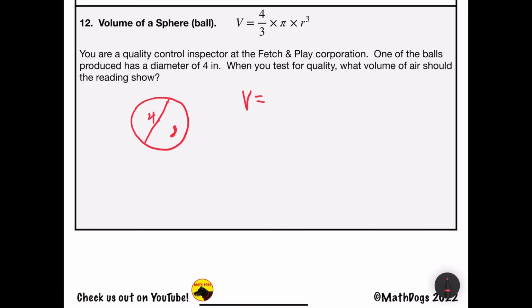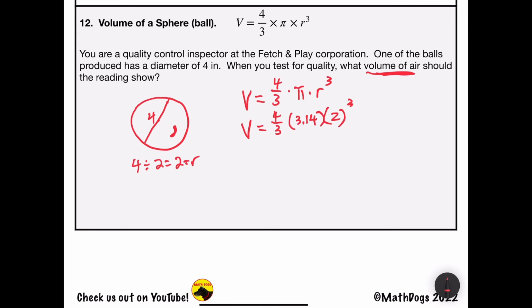Volume equals 4/3 times the pi times the radius cubed. I'm looking for the volume of air when I test for quality. That's already solved for. Then I have 4/3 times 3.14, and the radius is going to be half of the diameter again, so 4 divided by 2 is 2, and that 2 is going to be cubed. So now I just have some order of operations. I'm going to take 2 and multiply it by itself 3 times. So I would have 4/3 times 3.14, and 2 times 2 times 2 is 8.